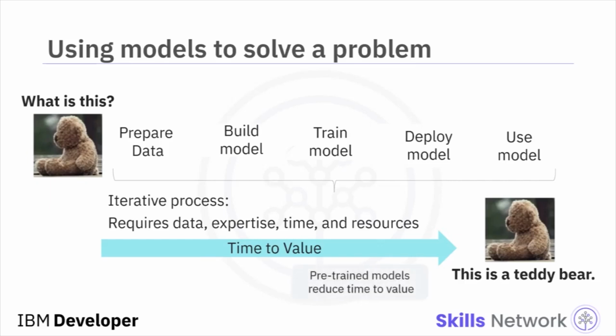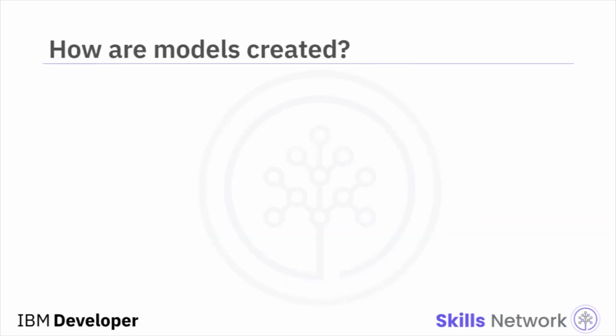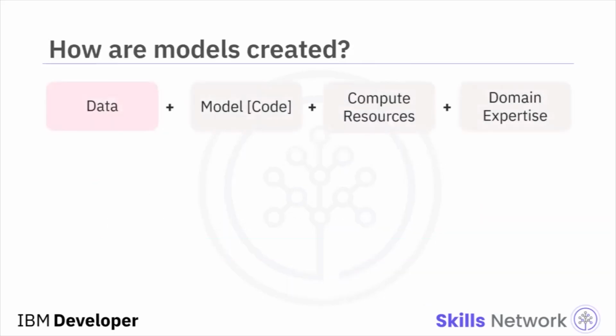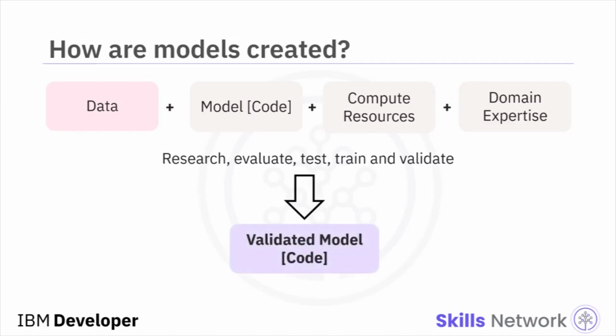To reduce time to value, consider taking advantage of pre-trained models for certain types of problems. These pre-trained models can be ready to use right away, or they might take less time to train. Models are created by running data through a model using compute resources and domain expertise. After research, evaluation, test, train, and validate steps are complete, you will have a validated model.